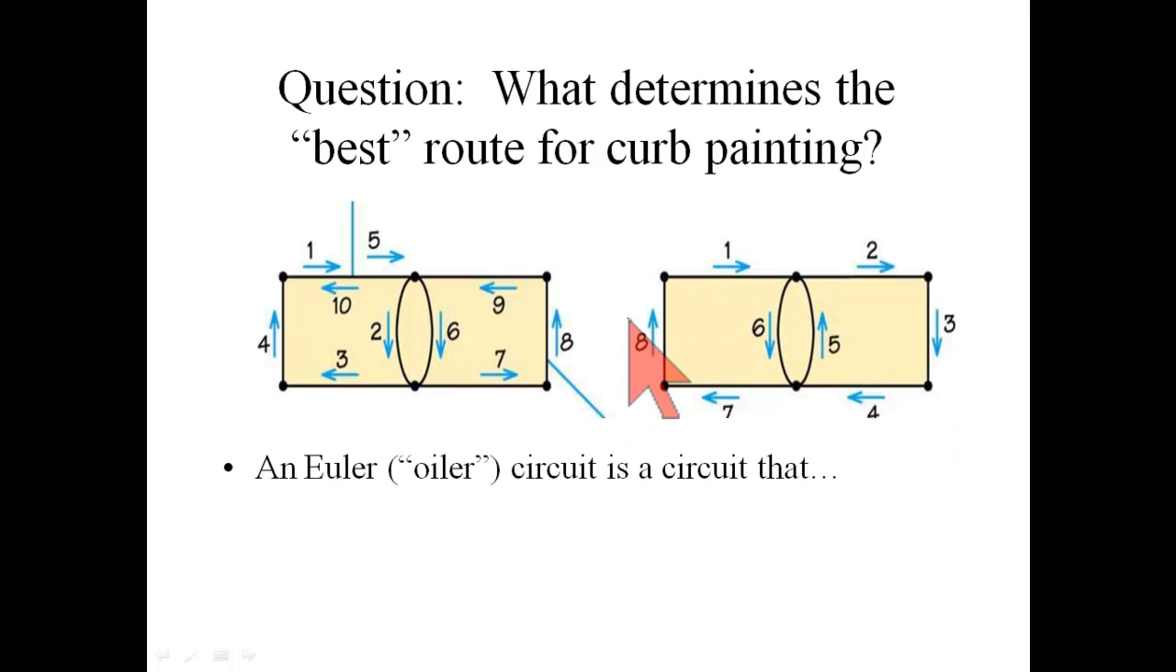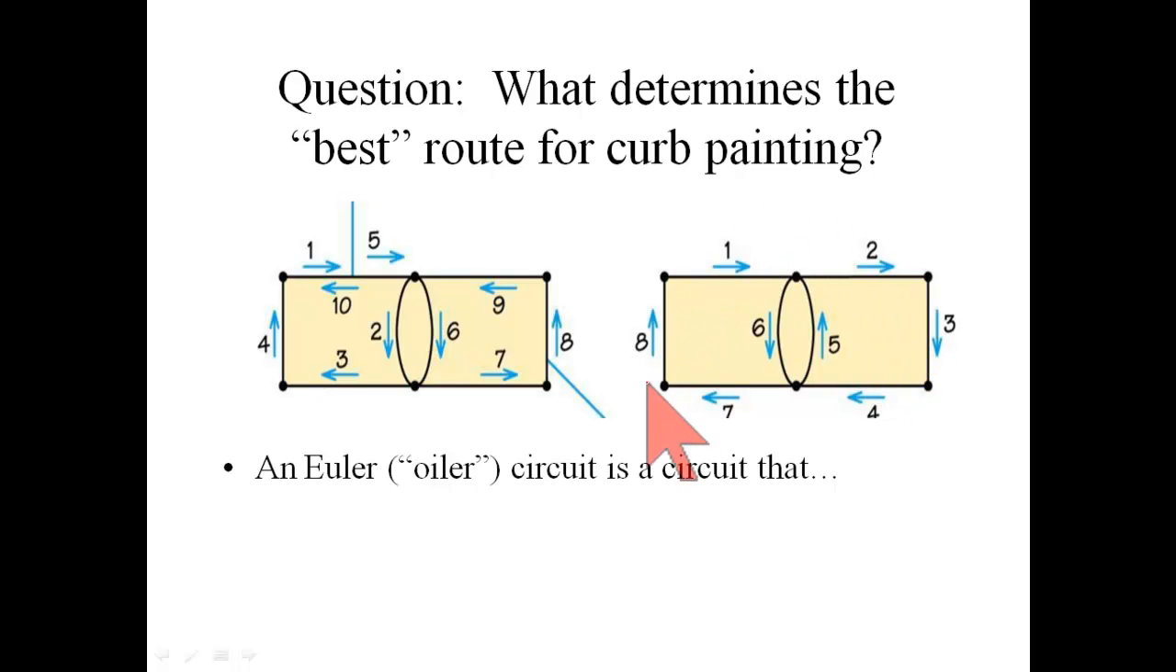Now, what would determine the best route for curb painting? There are lots of different ways that we could go around through this graph and go across every edge. Here, for example, I could go 1, 2, 3, 4, and then back along this edge again, 5, 6, 7, 8, 9, 10, and come back to vertex A, and I've painted every curb. And here was another type of picture similar to the one, not quite the same, that we drew earlier.